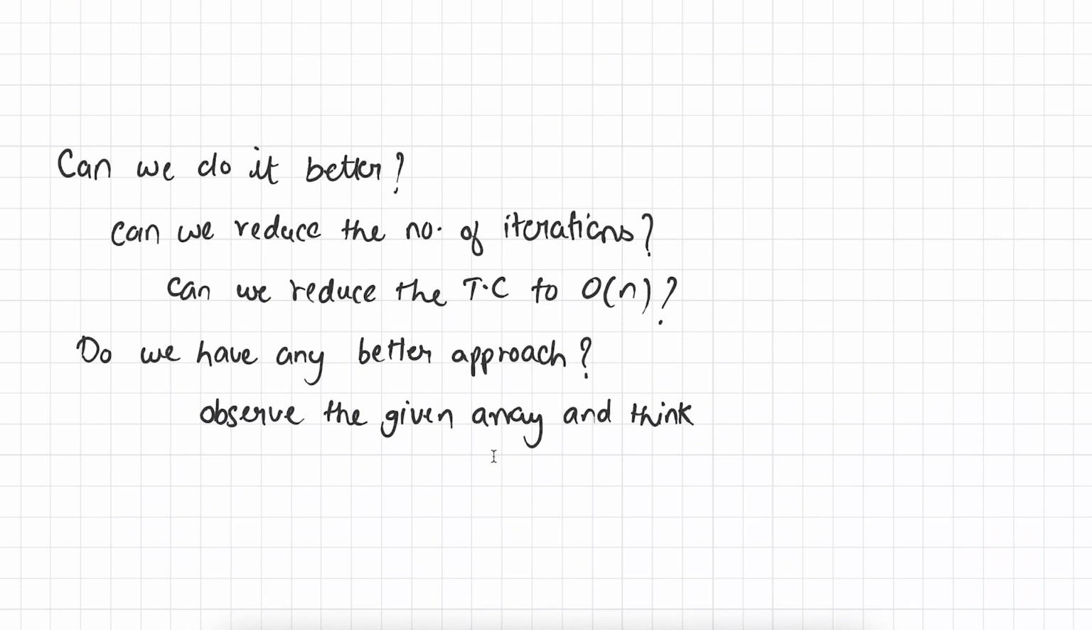This is the question we ask ourselves after solving any problem: can we do it better? Can we reduce the number of iterations used in this approach? Can we solve this problem in less time complexity? Do we have any other approach to solve this problem? So do one thing, let's observe the given array once again and think about a solution that can solve this problem in big O of n time.